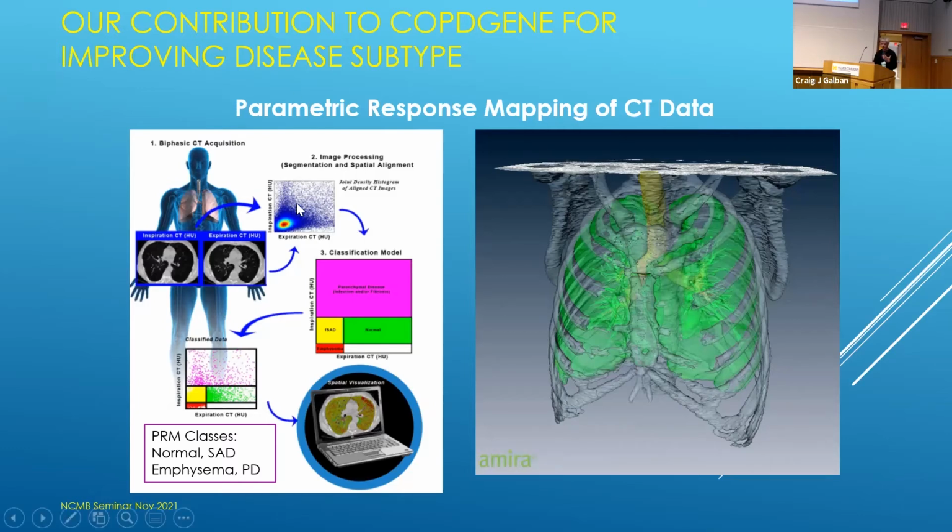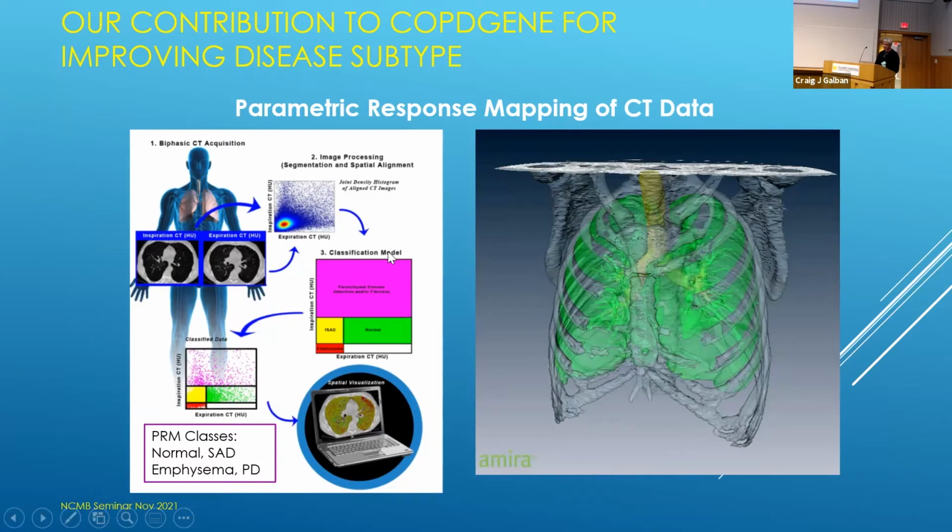But because the two images are at different volumes, we spatially align the data to remove the spatial dependence. So now each individual dot, like this blue dot here, is a point in space, and it consists of an expiratory CT value and an inspiratory CT value. HU is just the unit of measure for CT. Think of it as density. So you have two densities for each point in space.